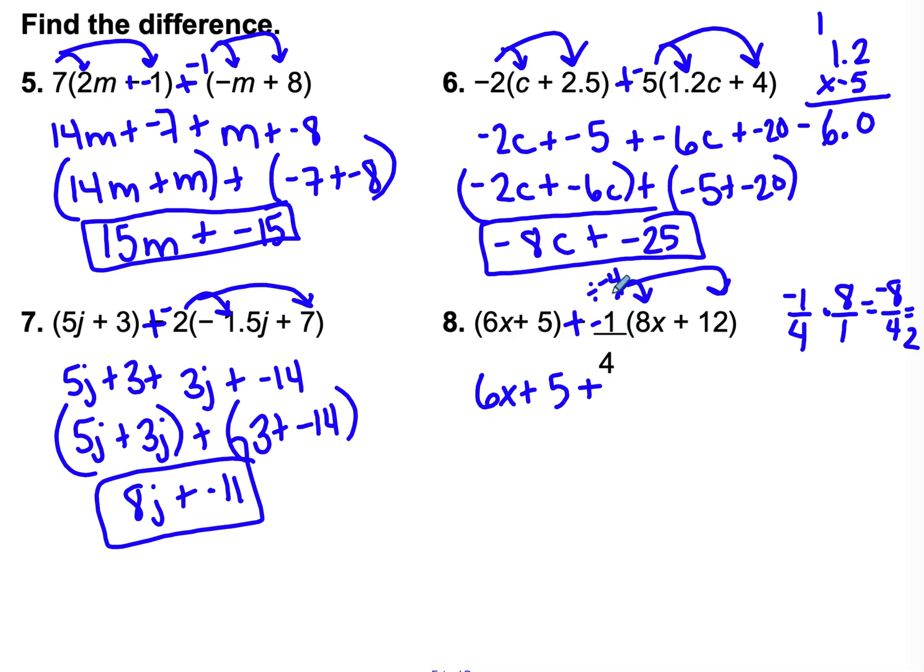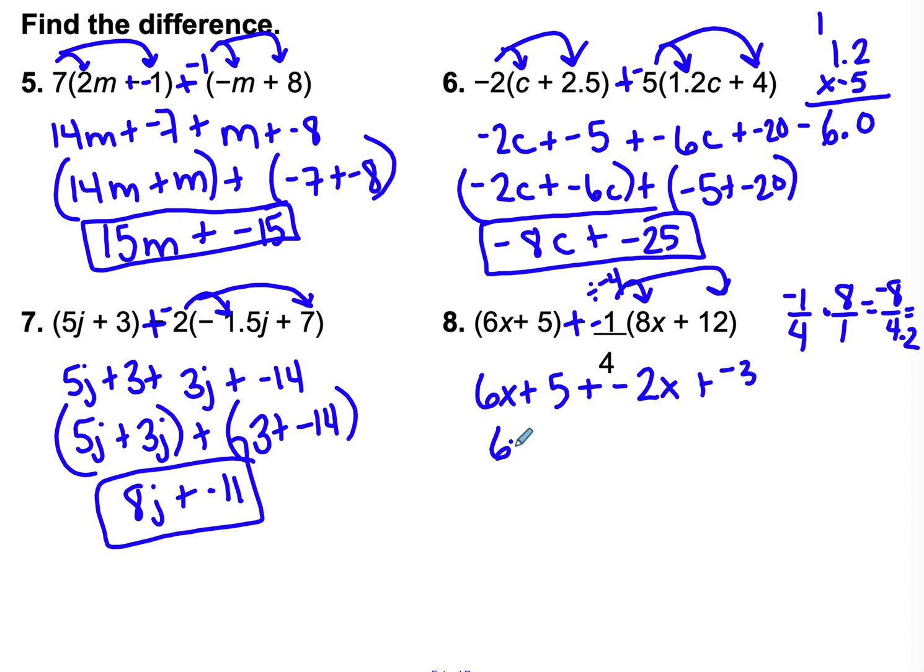All right, so negative 1/4 times positive 8. Different signs. Answer is going to be negative 2. And then 12 divided by negative 4, or 12 times negative 1/4 is negative 3.